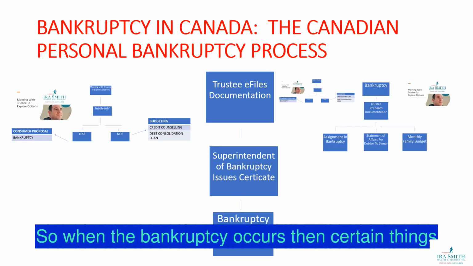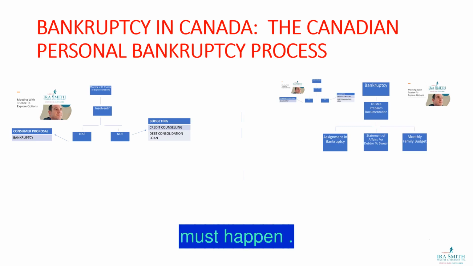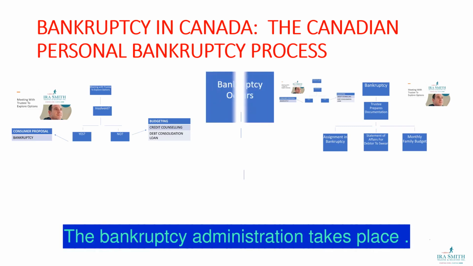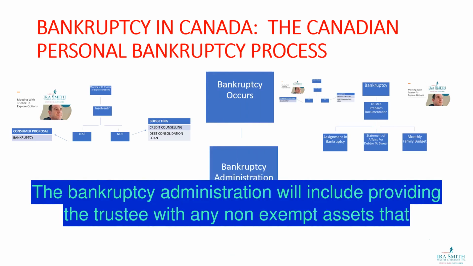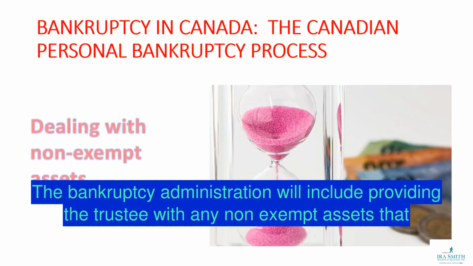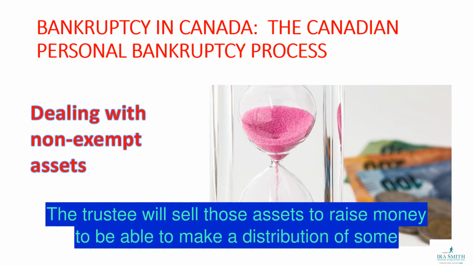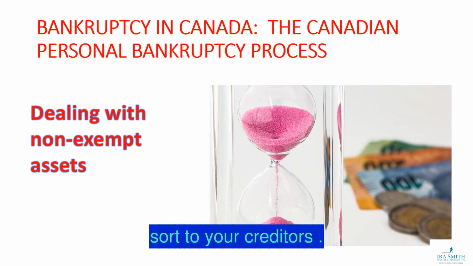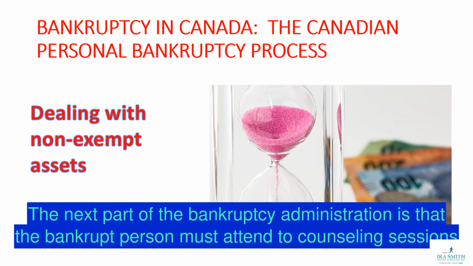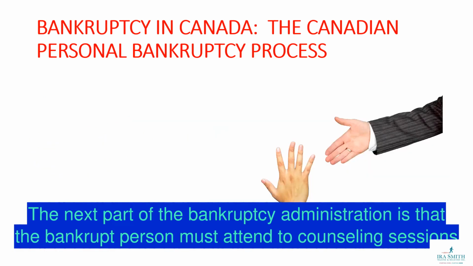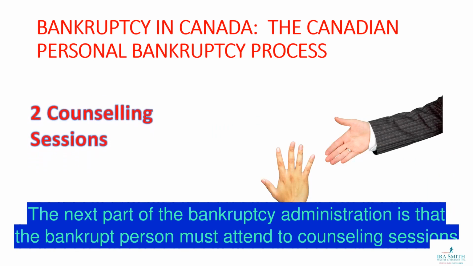So when the bankruptcy occurs, then certain things must happen. The bankruptcy administration takes place. The bankruptcy administration will include providing the trustee with any non-exempt assets that you may own. The trustee will sell those assets to raise money to be able to make a distribution of some sort to your creditors. The next part of the bankruptcy administration is that the bankrupt person must attend 2 counseling sessions.